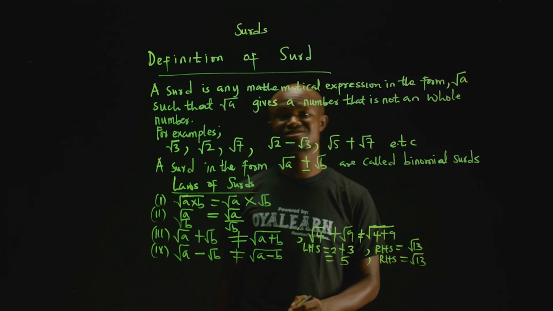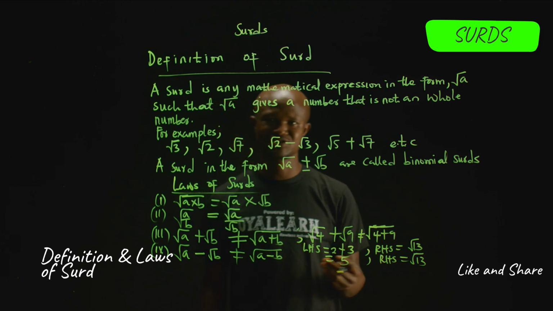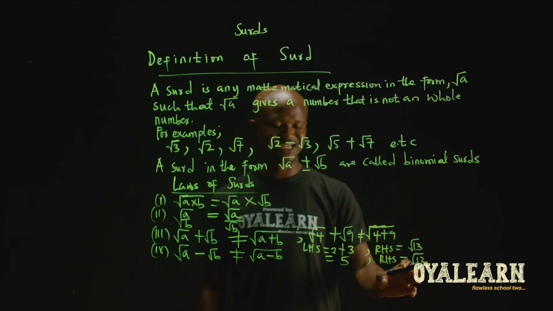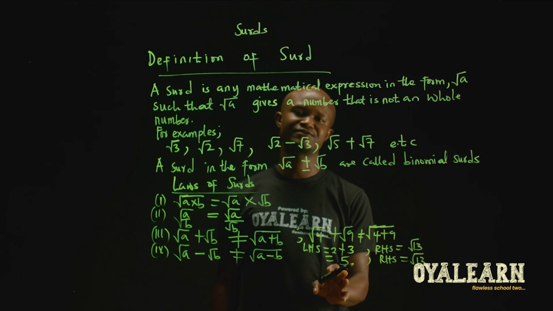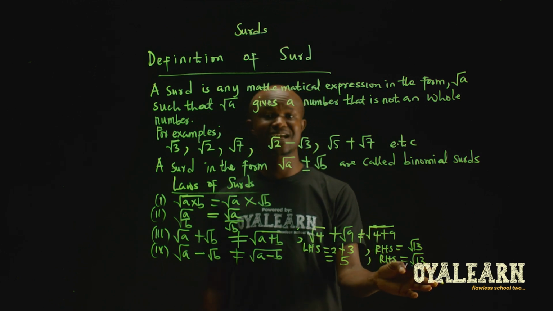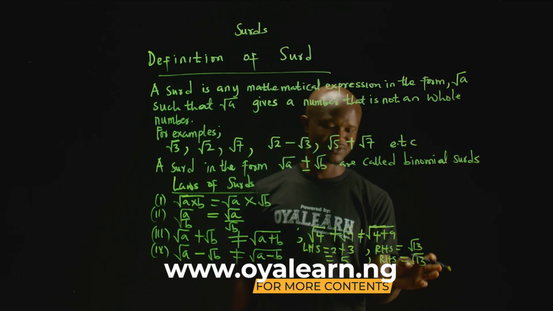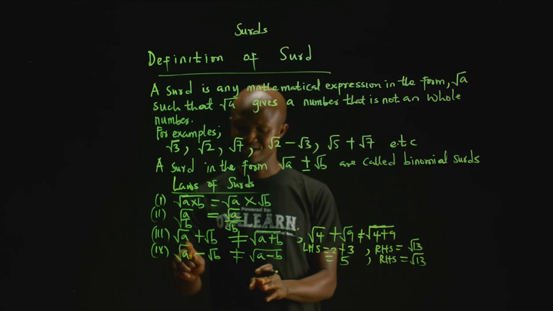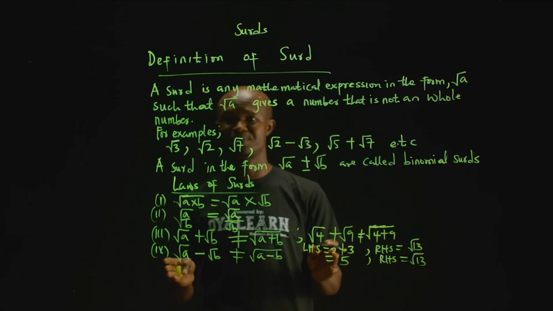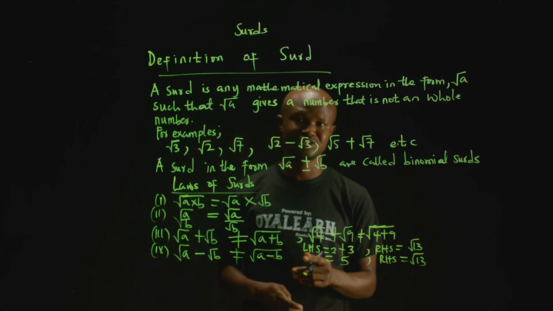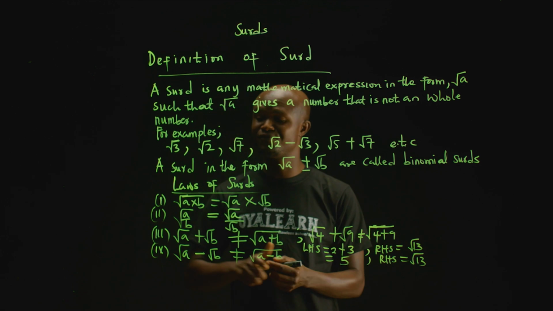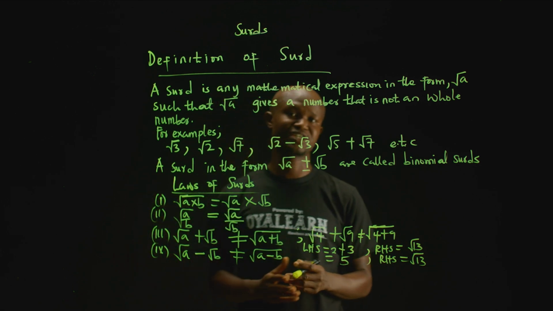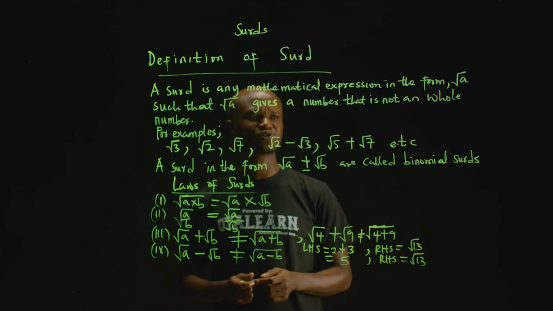And 13 is not a perfect square. Hence, square root of 13 is not equal to 5. You can see, because square root of 13 gives a number that is even less than 5. So, take note, for addition and subtraction, this operation is not valid. It's only valid for both multiplication and division.